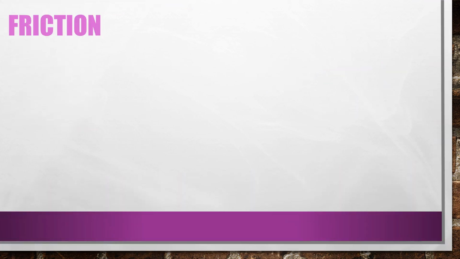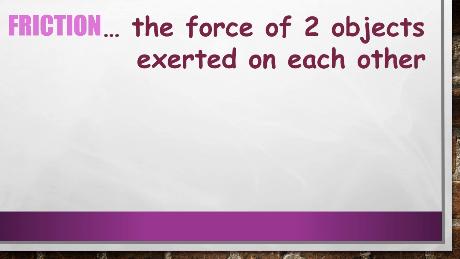When I have two objects that are going to slide or rub or glide over one another, it's going to cause friction. Each object is going to have force, either a push or a pull, on that object. So our definition that we should write down in our notes or mark in our book is the force of two objects that are exerted on each other. Now, exerted just means to be pushed against or pulled against or rubbing against one another.